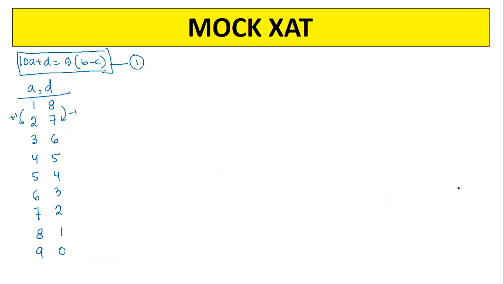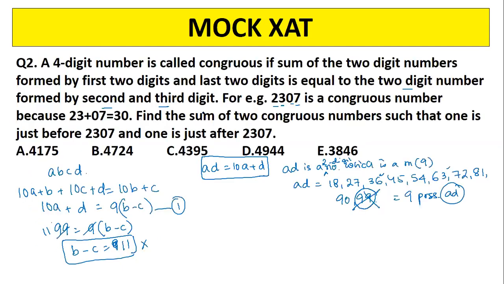So we need to see which is the least congruous number. Which is the least congruous number? Tell me. The 4-digit least congruous number. The number which is given to us is what? 2307. The number which is given to us is 2307.